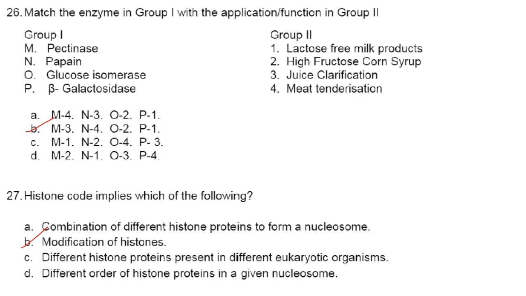So histone code implies which of the following? It involves modification of histones. That is why there is no change in the underlying genetic makeup. You modify, there is post-translational modification of histone proteins. So the answer is option B.